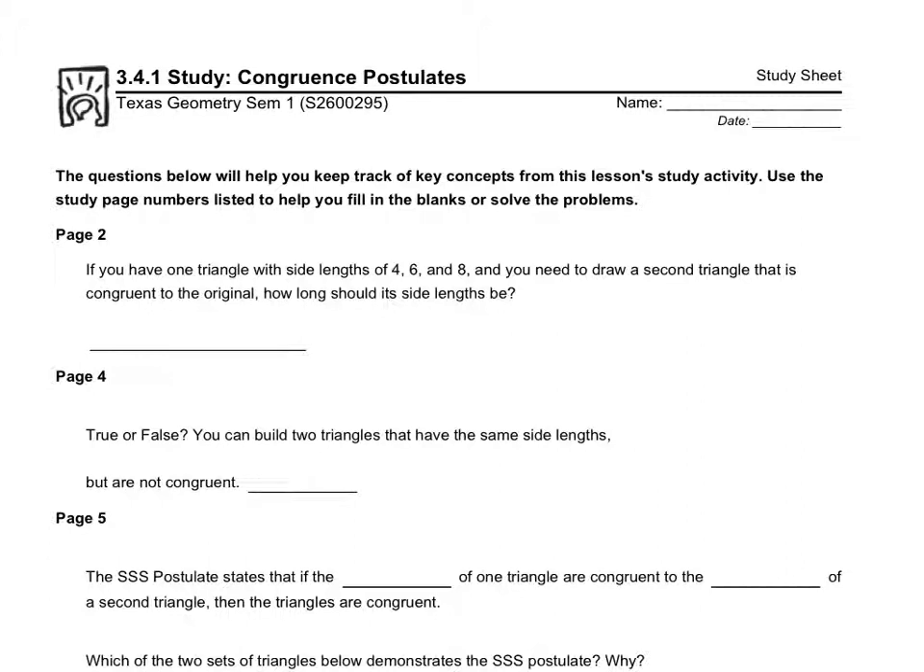And so if you have one triangle with the side lengths of 4, 6, and 8, and you need to draw a second triangle that is congruent to the original, how long should its sides be? Well, if they're congruent, that means their sides are equal, so the sides of the other one should also be 4, 6, and 8.